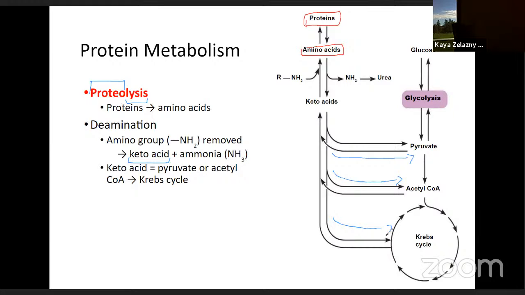pathway. This isn't quite as efficient as storing energy as a fat, because amino acids are bigger. This is a little more difficult process. Your body doesn't prefer to break down your skeletal muscle, but it can do it.